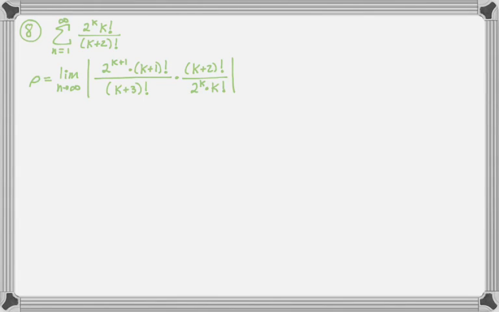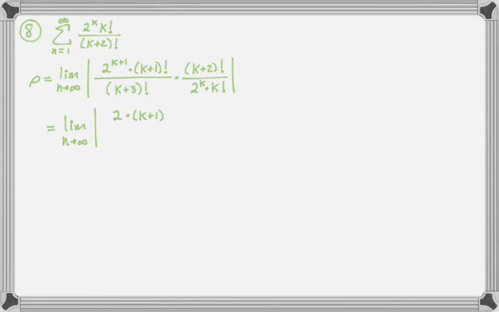Now what I'm going to do is go through and simplify similar things. So k is going to infinity. 2 to the k plus 1 over 2 to the k is just 2. K plus 1 factorial over k factorial: you make k plus 1 factorial into k plus 1 times k factorial, so we just are left with k plus 1.